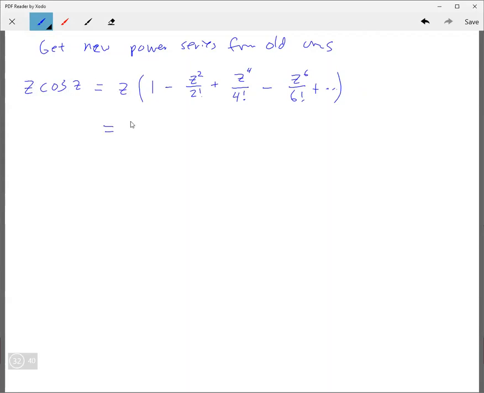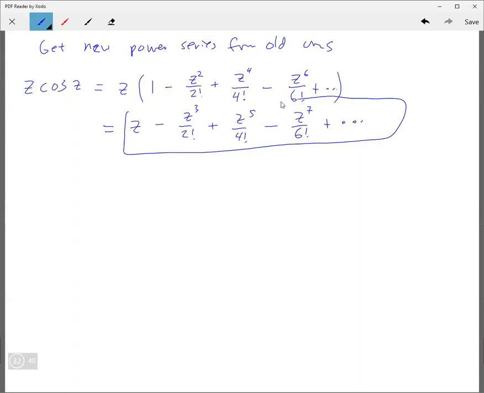You can just distribute that z in. So it's z minus z cubed over 2 factorial, and then distribute the z into here. You get z to the 5th over 4 factorial, and then distribute it into there. You get z to the 7th over 6 factorial, and then just put dot dot dot. Okay, so that would be a way of finding z times cosine z.